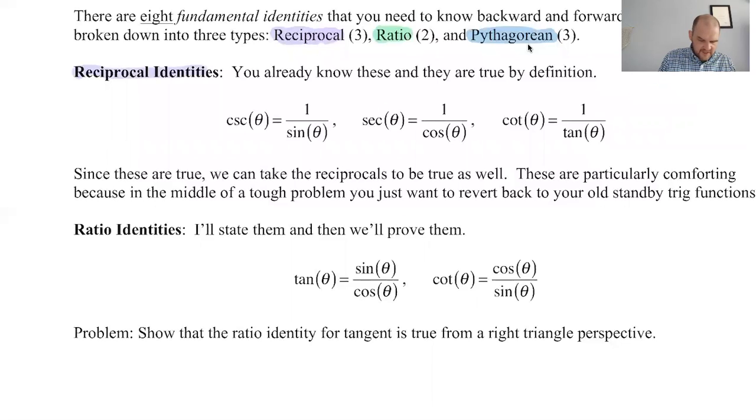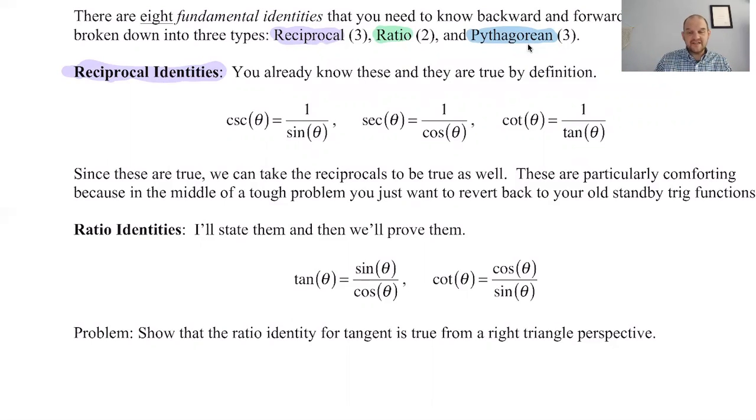So the reciprocal identities, by definition. We have defined them, right? Cosecant is 1 over sine. Secant is 1 over cosine. Cotangent is 1 over tangent. That's how we define those.